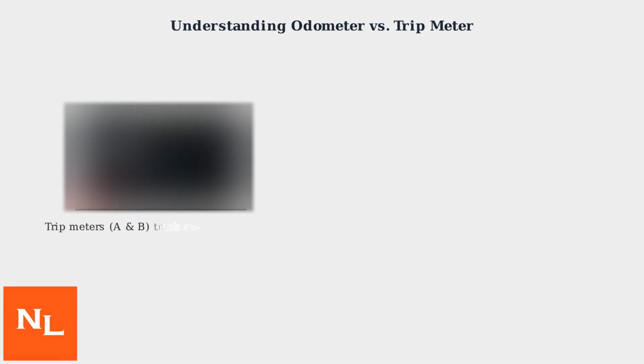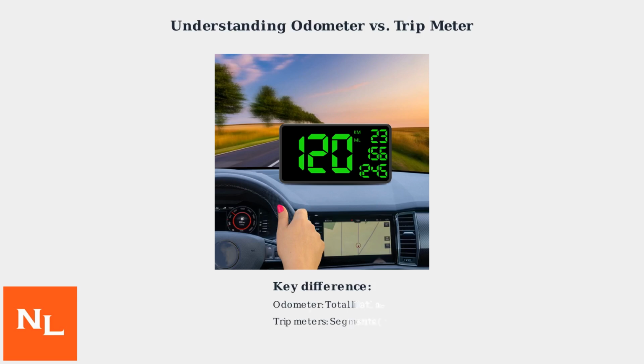Trip meters, labeled as Trip A and Trip B, track mileage for specific segments of your drive. These can be reset manually using the Trip Reset button, making them useful for monitoring fuel efficiency or trip distances. Knowing the difference between odometer and trip meters is key for monitoring your vehicle's usage. Use the odometer for total mileage and trip meters for tracking specific journeys or fuel efficiency.